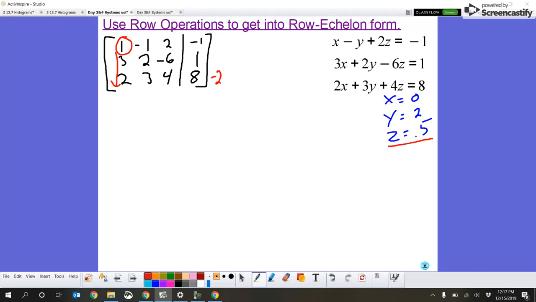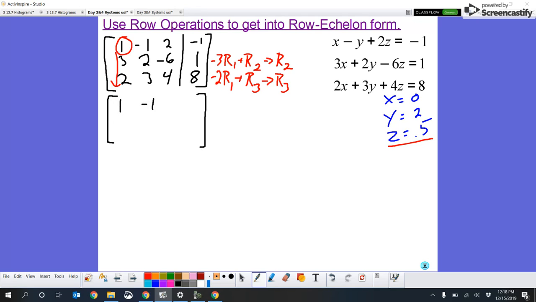So I've got -2 times row 1. We'll add that to row 3, and we'll put that in row 3. We also have to do -3 times row 1, add that to row 2, and put that in row 2. You're just grabbing the opposite of whatever number is there, multiplying it by the row with the 1, and adding those two rows together. And that's what you do every time in order to get yourself your zeros.